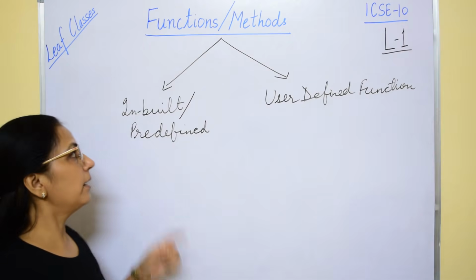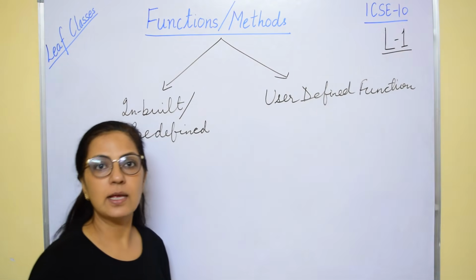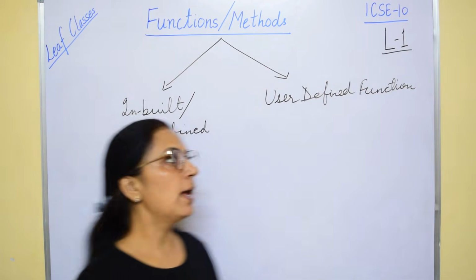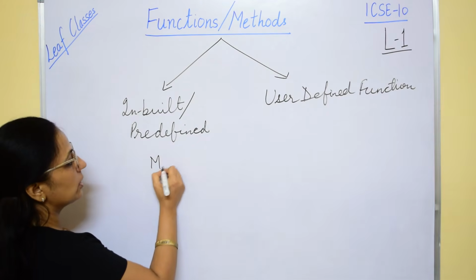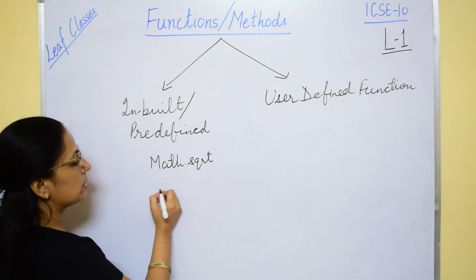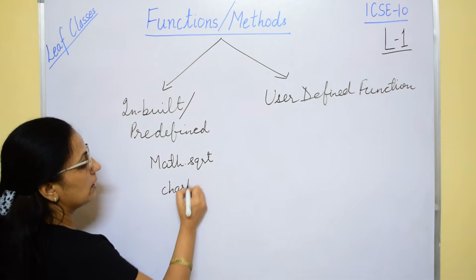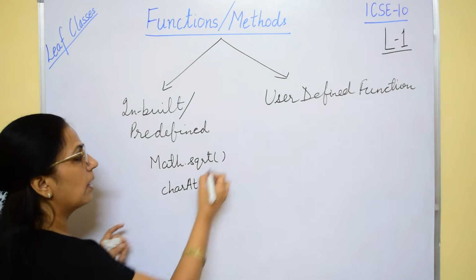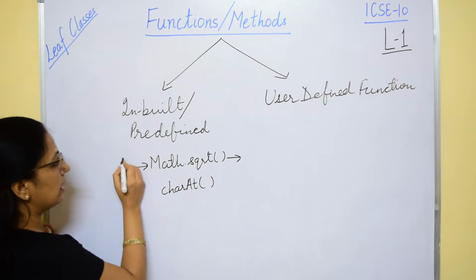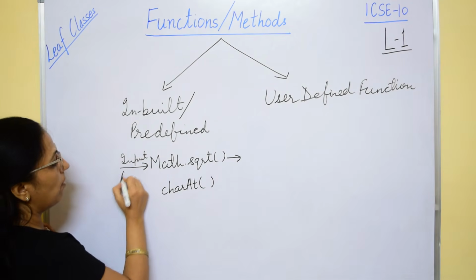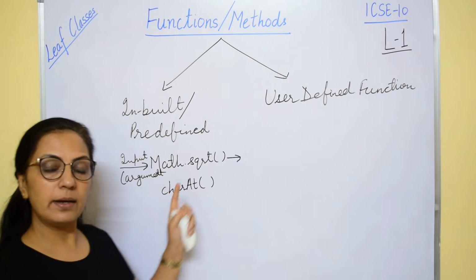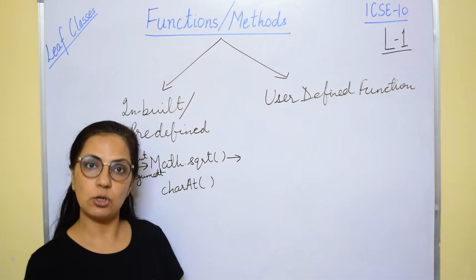Till now we have done inbuilt or predefined functions. These functions are available with the software, with Java language. Say you have done mathematical functions, say you have math.sqrt function, for strings you have say charAt function. Now how do these functions work? You give a value to these functions and they give you one result. You give some values in the form of arguments or parameters, and it gives you the result depending upon the function which you are using.